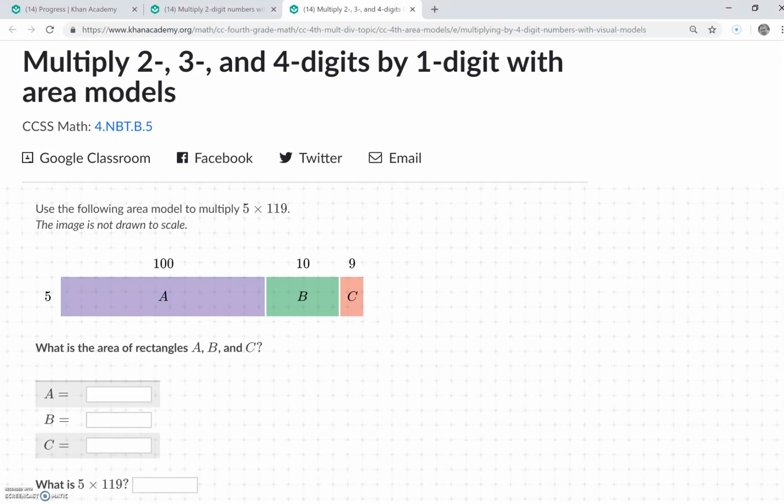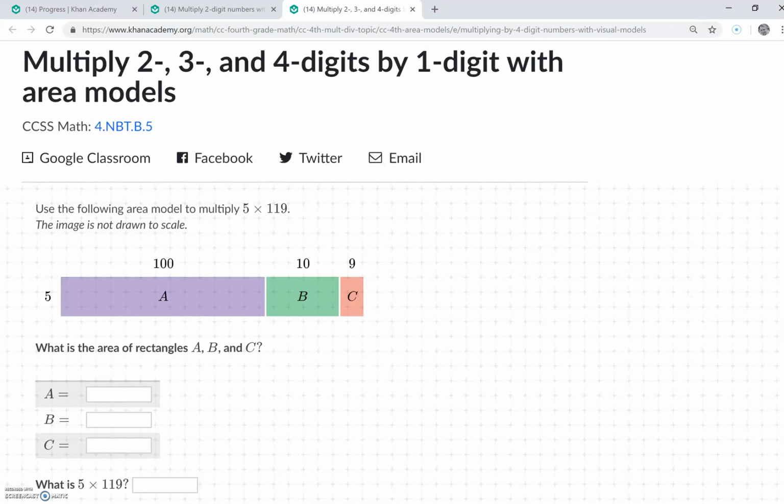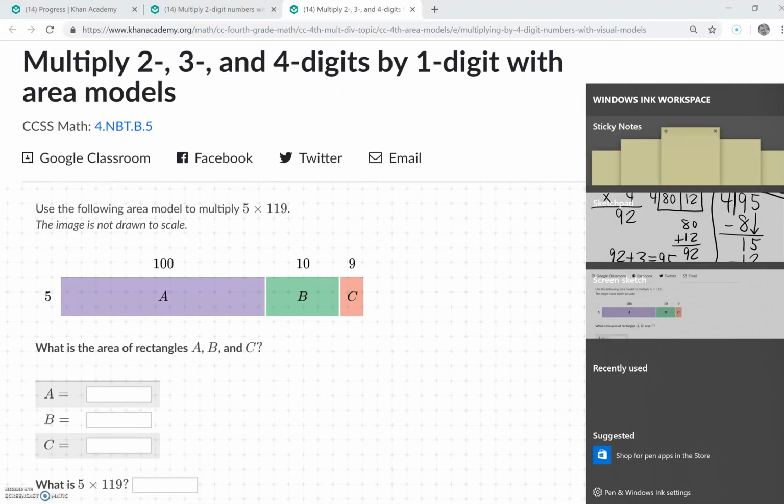Good evening, fourth graders. I wanted to take a few minutes to show you some ideas for how you can improve your skills in multiplication, particularly in problems like this, multiplying 2, 3, and 4 digits by 1 digit, and also multiplying 2-digit numbers. So, let me get over here to a blank page.